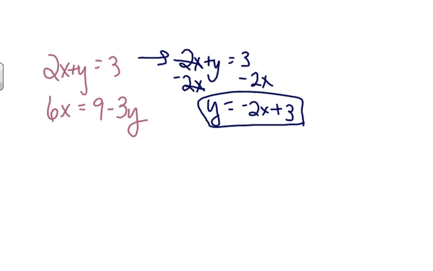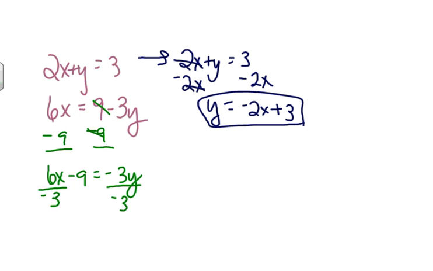Now let's take the other one. Let's go ahead and get y by itself. Let's subtract the 9. So we've got 6x minus 9 equals negative 3y. Now we still have to get y by itself. So to get y by itself, since it's negative 3 times y, we actually have to divide by negative 3. If we divide one side, we have to divide the whole entire side by the other. So it's divide by negative 3 below the 6x and divide by negative 3 over the 9.